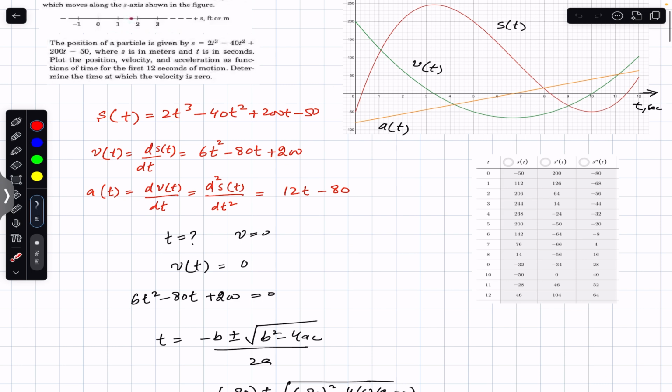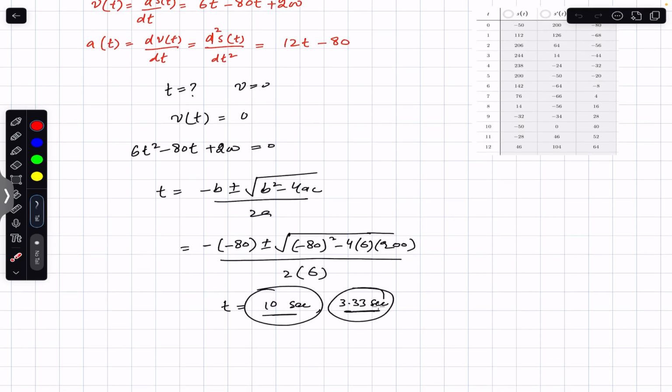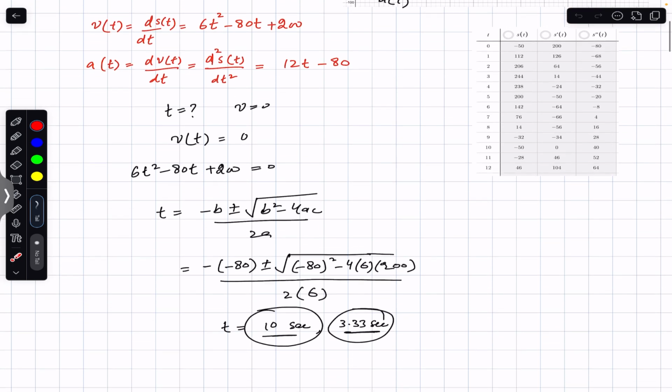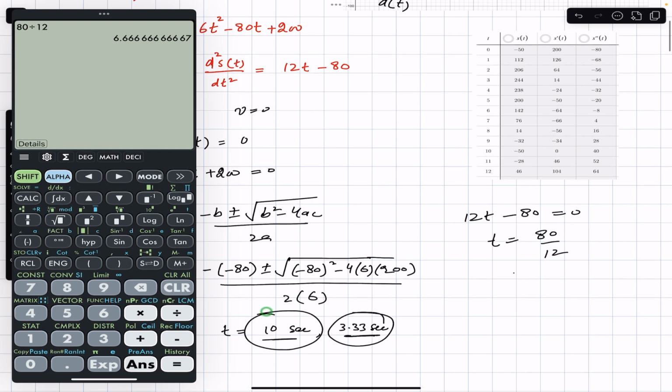I hope you guys have understood this concept, and this is the solution of this particular problem. The velocity at t equals 3.33 seconds is equal to 0, and the velocity at 10 seconds is equal to 0. And if someone asks what the value of t is at which the acceleration is equal to 0, we can equate this to 0 and find the t value. That will be between 6 and 7 seconds. So 12t minus 80 is equal to 0, which gives t equals 80 divided by 12, which is 6.667 seconds.